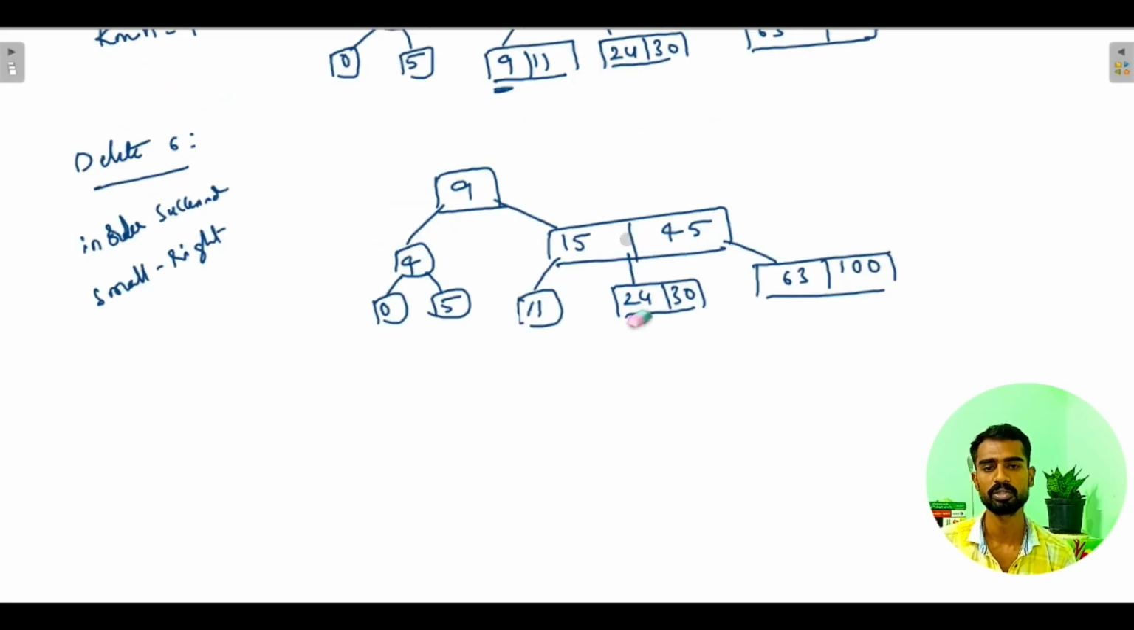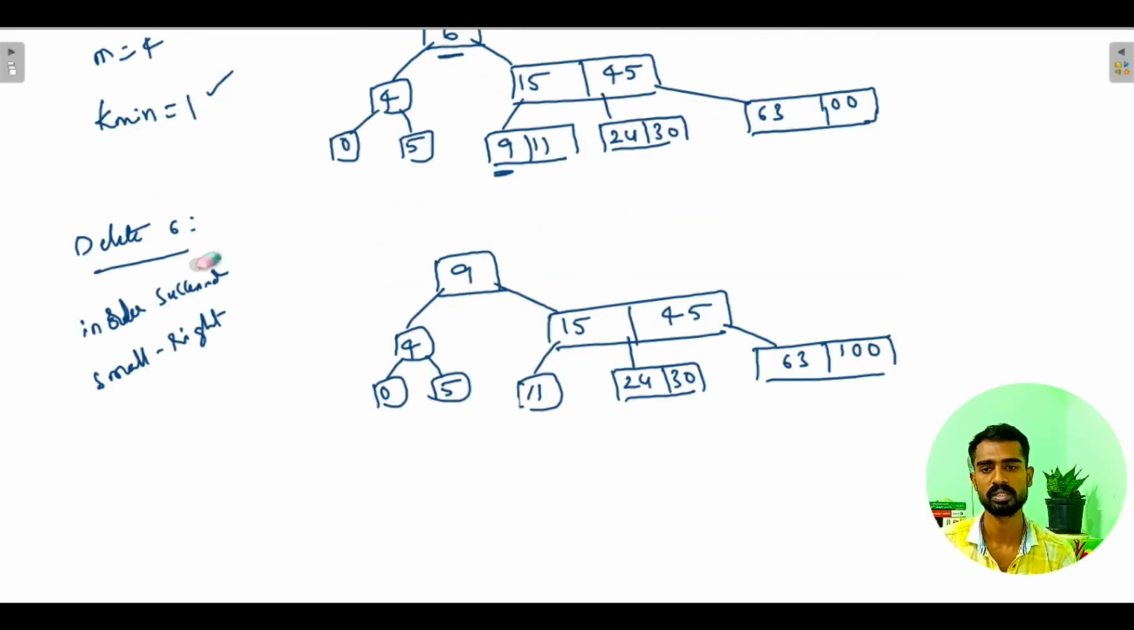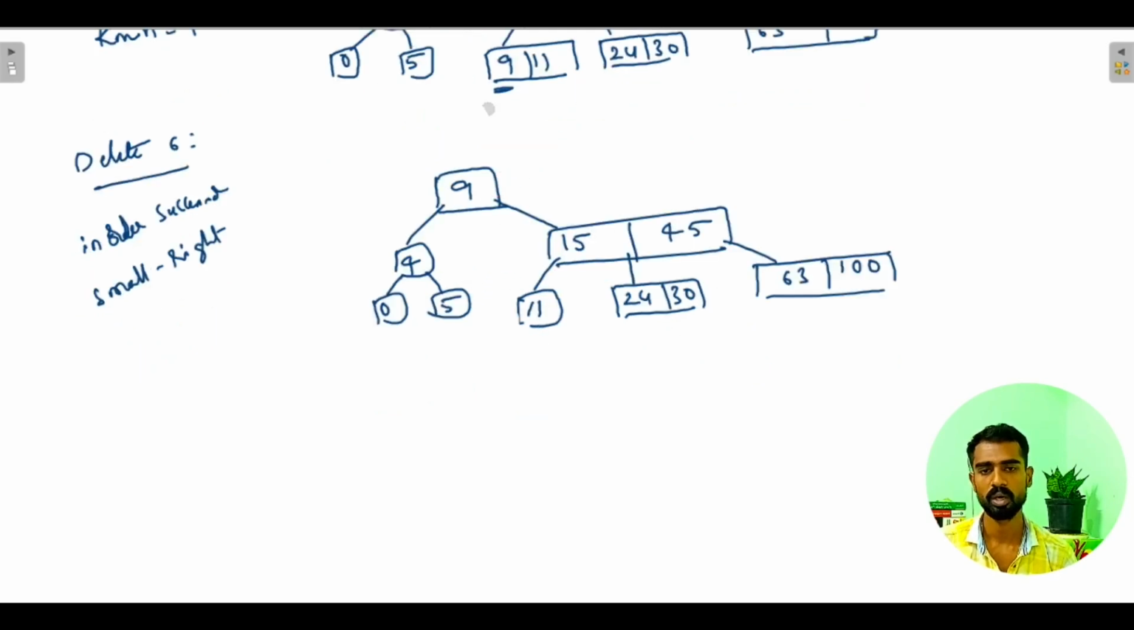I believe you understood how I performed this 6 deletion. To delete 6, which is an internal node or parent node, I swapped it with the in-order successor, which is 9, and then deleted 6 directly, right? Now all the nodes are satisfying the minimum key property, which is k minimum equals 1. Then I don't have to worry about anything. So the tree is balanced. Now we will delete the next element, which is 9.